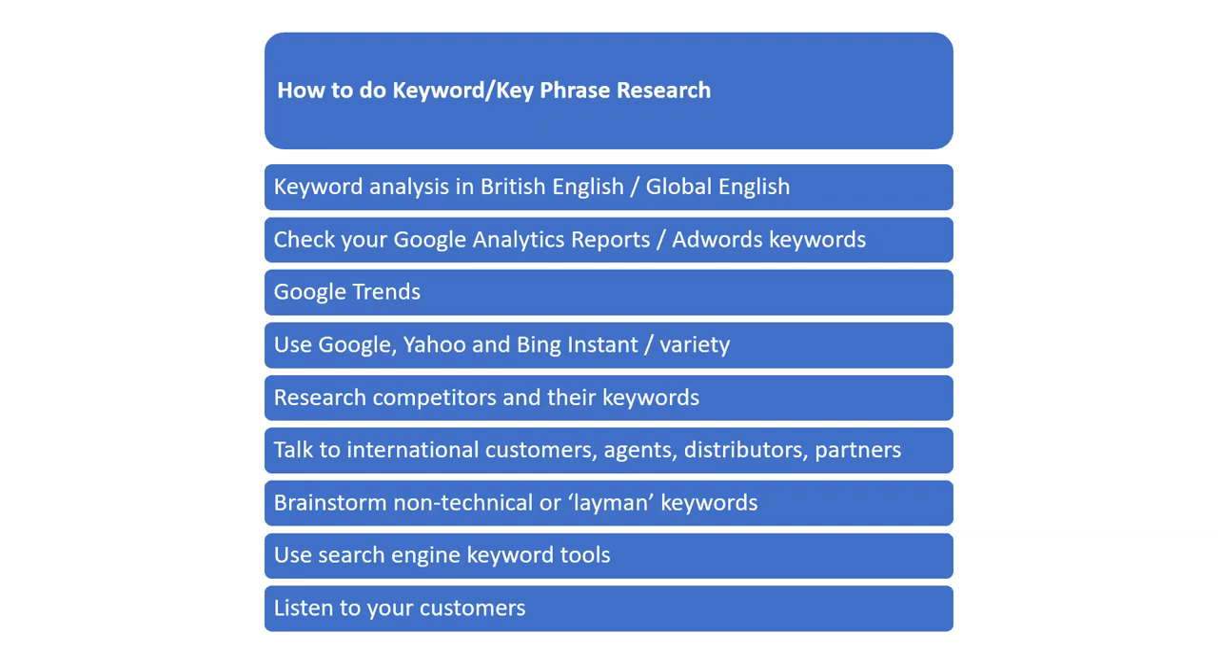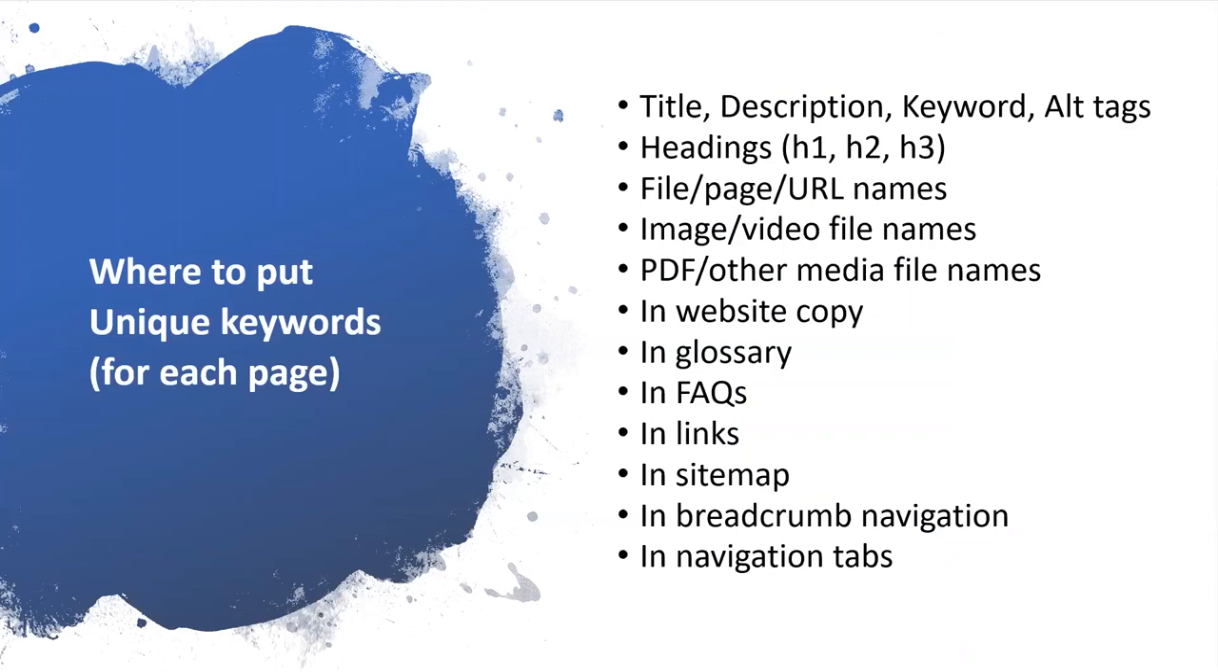So you've got these wonderful keywords and key phrases. Great for search optimization, but where do you put them? Well, you put them in the content, of course. You write the relevant content and have them displayed on your website in the content. But more specifically, you need to think about adding them not only to your content, but also your titles, your descriptions, your keywords, your alt tags in the build of the website, in your headings, in your file and URL names, in your image and video file names.